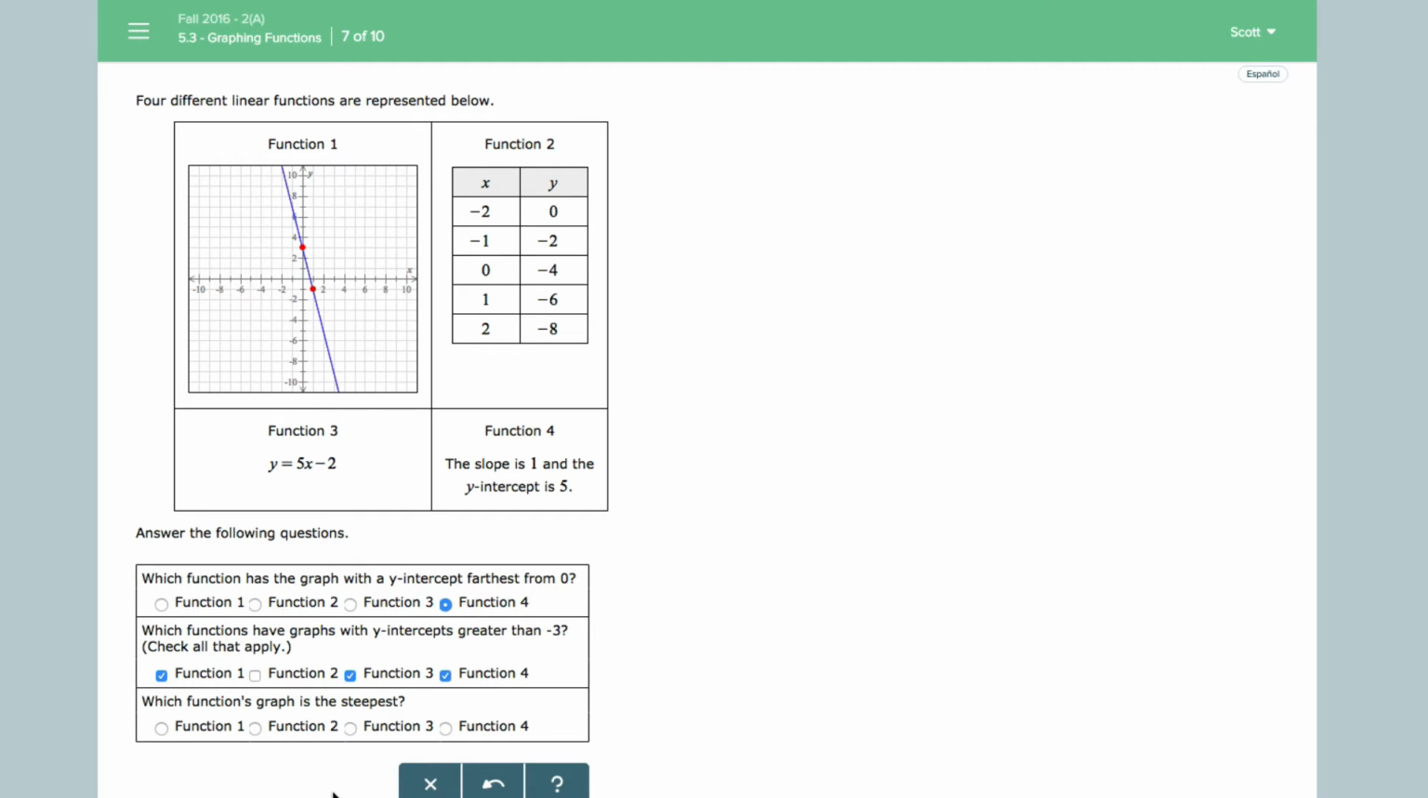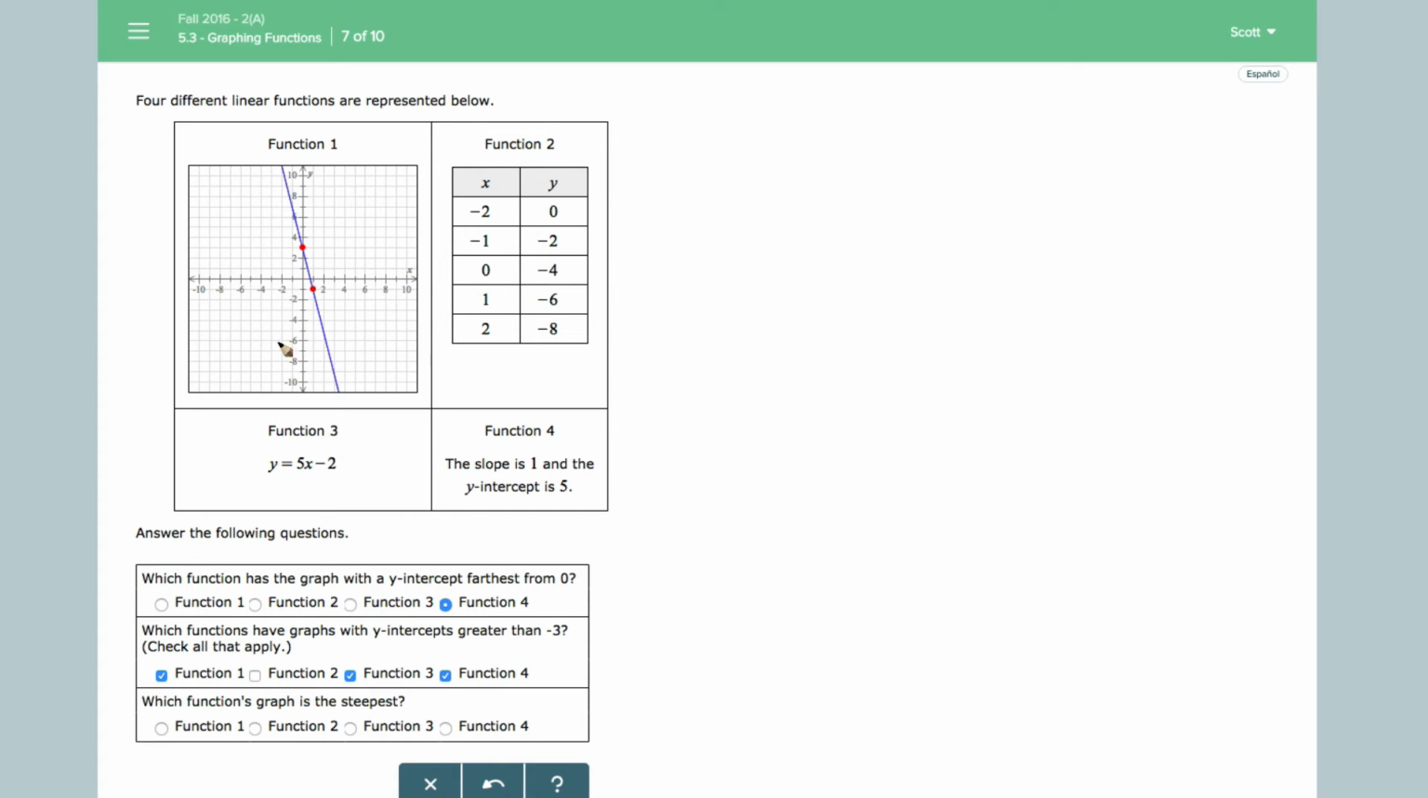And which function's graph is the steepest? Now here, I'm going to caution you, you get several words here. Steepest or greater than, okay? Steepest, it doesn't matter if it's negative or positive. If it says which one is greater than a certain number, that just means on the number line which one has a higher number than that number. So there is the difference between the two.